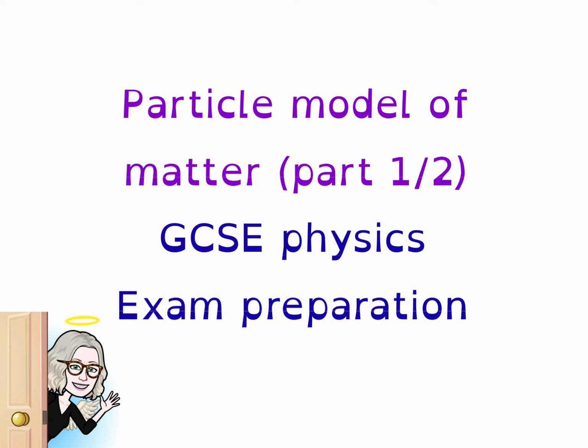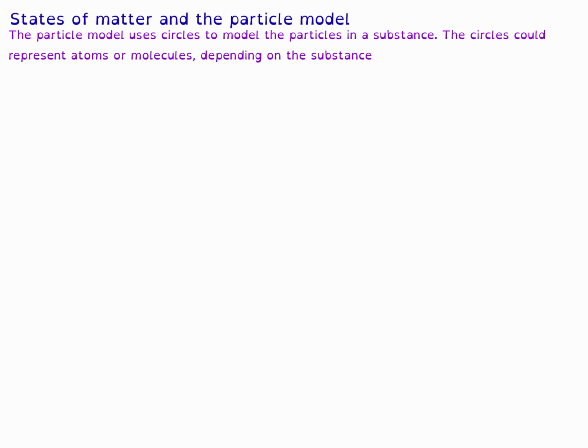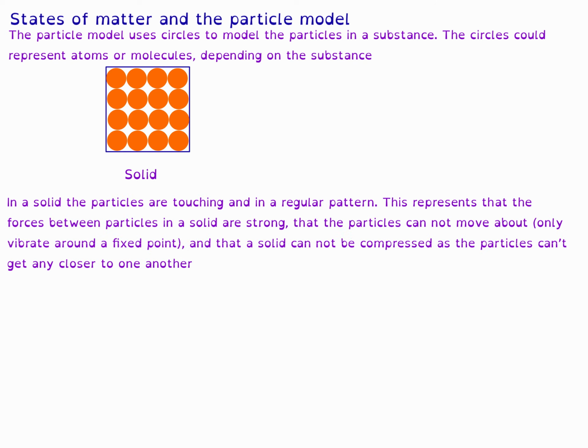Hello and welcome to this GCSE exam preparation video on the particle model of matter. The particle model uses circles to model the particles in a substance. The circles could represent atoms or molecules depending on the substance. In a solid, the particles are touching and in a regular pattern.